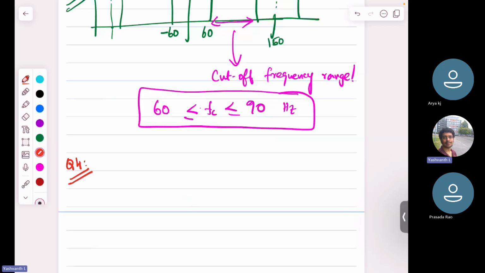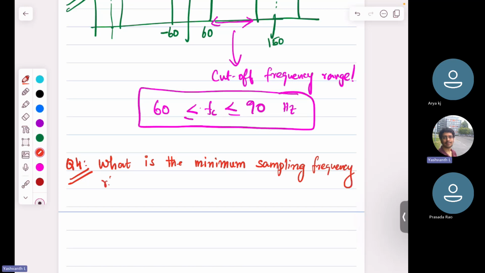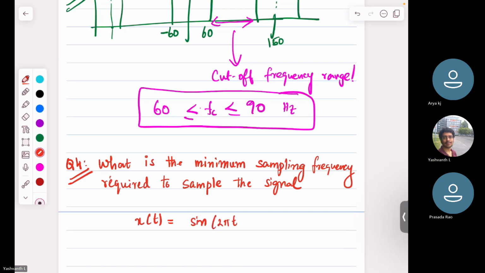Question 4 is as follows. What is the minimum sampling frequency required to sample the signal x of t equal to sine 2 pi t by 2 pi t into cos 2 pi t?